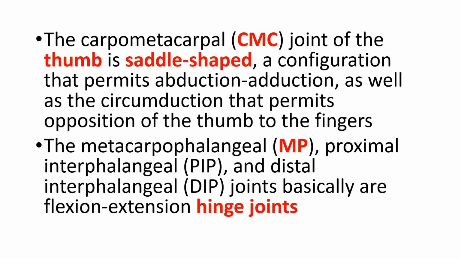The metacarpophalangeal joint, proximal interphalangeal, and distal interphalangeal joints are all hinge joints. They undergo flexion and extension. Don't forget that the carpometacarpal joint of the first component is a saddle joint.